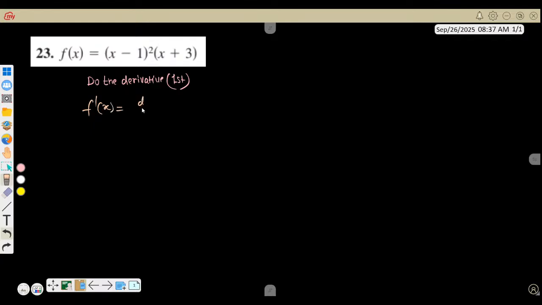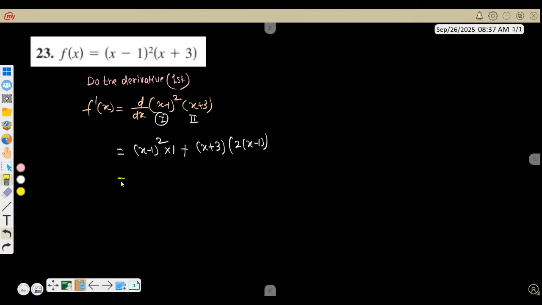So apply the product rule directly, no need to expand. d over dx of (x minus 1) whole squared and then (x plus 3). Consider this your first function and this your second function in the product. Which is first and second doesn't matter, you can take any order. So first times the derivative of second, which is 1, plus second times the derivative of first, which is 2(x minus 1). You have any problem in this? No. So after this, you have this.